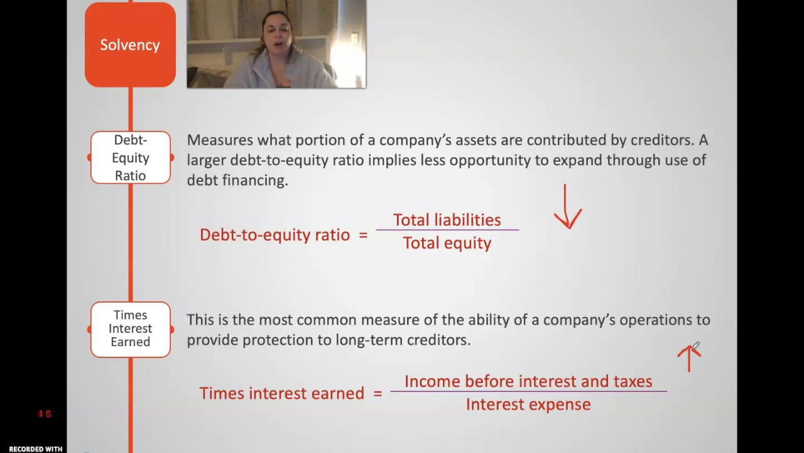This one here is a little harder to do. It's income before interest and taxes. So basically it's our net income, and we want to add back our interest expense and our tax expense. So our income right now already has interest and taxes taken out of it. So that's why we want to add it back in. And then you would just divide by your interest expense.